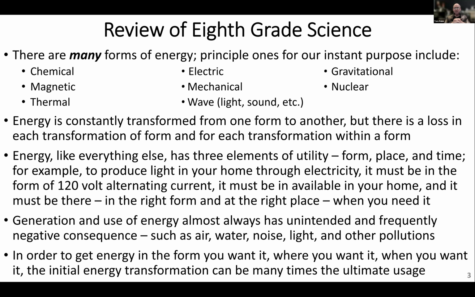My example is, if you want to turn on the lights in your home through electricity, it must be in the form of 120 volt alternating current. It must be available in your house. It doesn't do any good if it's 3 blocks down the street or 2 states over. And it must be there when you want to see. So there are the 3 forms, and that's very important, getting energy into the right form for humans and others to use.